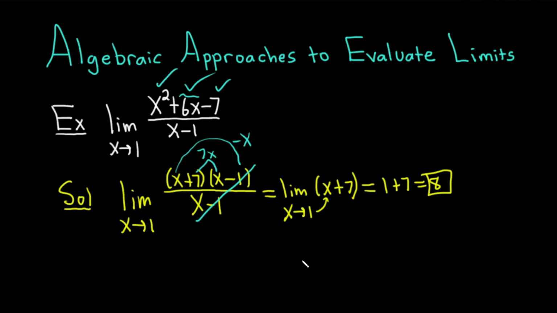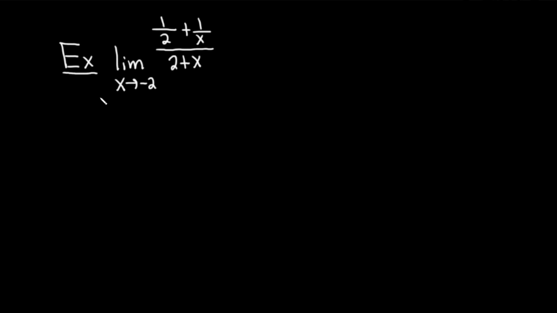Let's go ahead and do another example. In this example, we have the limit as x approaches negative 2 of (1/2 plus 1 over x) all over (2 plus x). This one looks a lot harder, and it can be, but we're going to try to do it in a very, hopefully, easy way.